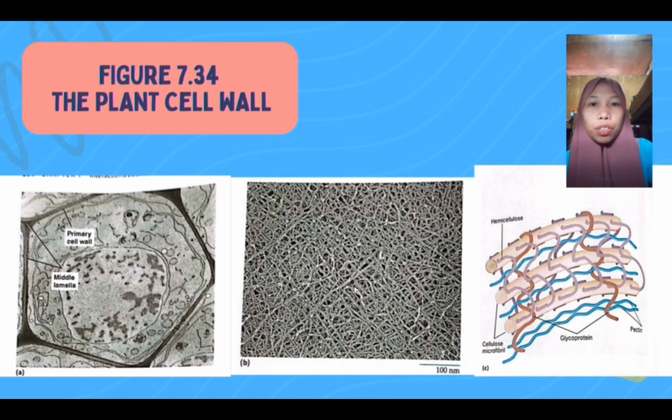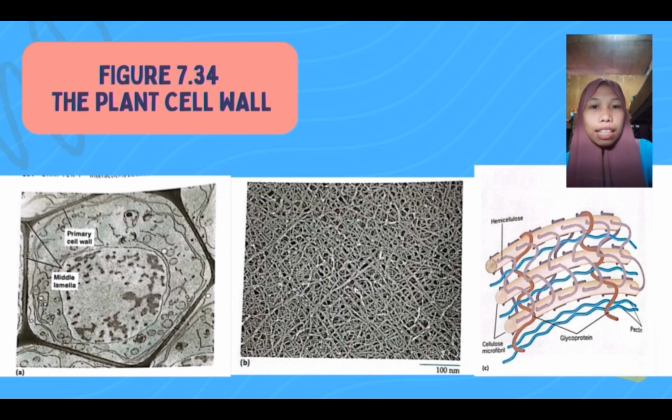So the third picture naman is the diagram ng molecular structure ng cell wall showing its key components. So meron diyang cellulose microfibrils. These are the main fibers na nagbibigay ng rigidity sa cell wall, and hemicellulose naman, like what I've said, is parang cross-linkers na kumokonekta sa cellulose microfibrils, making the structure strong but flexible.